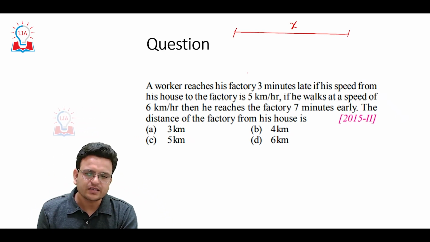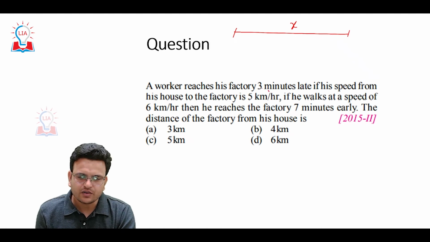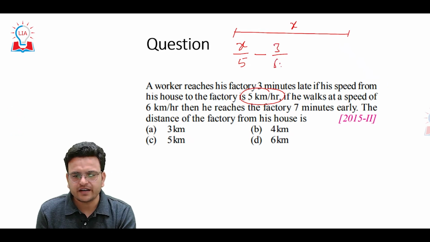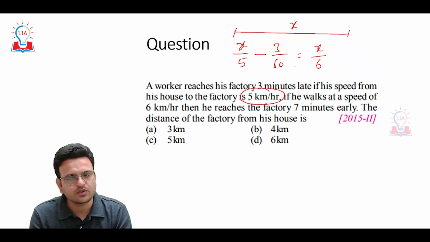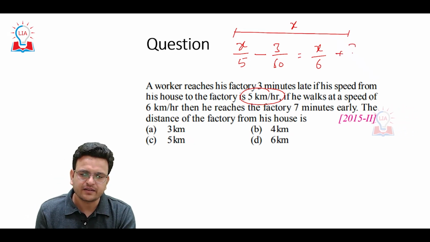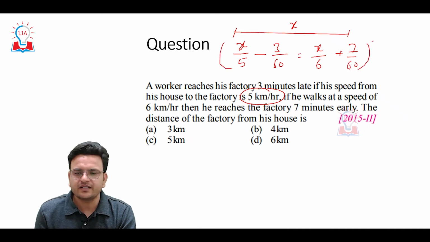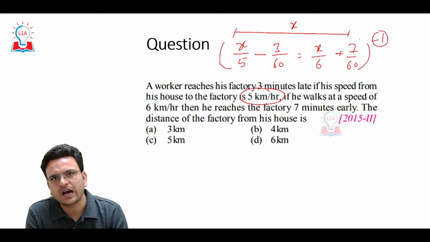Like how much time a person will take while going at 5 km per hour. Okay, he was late, so we have to subtract, and he increased his speed up to 6 km per hour and reached 7 minutes early. So this equation I made, same questions I have solved in the last video also.